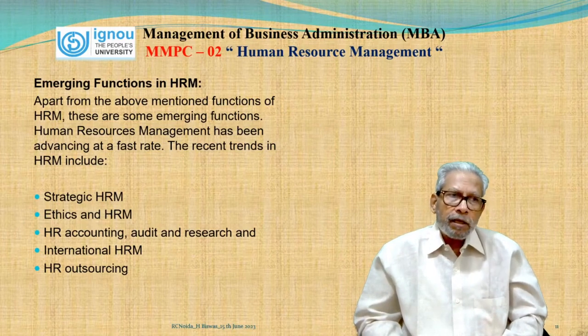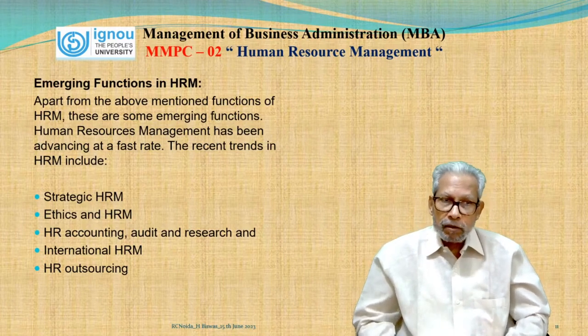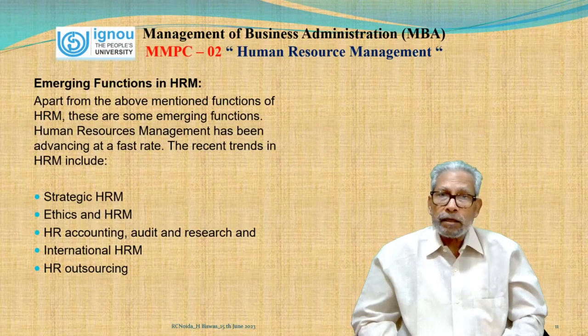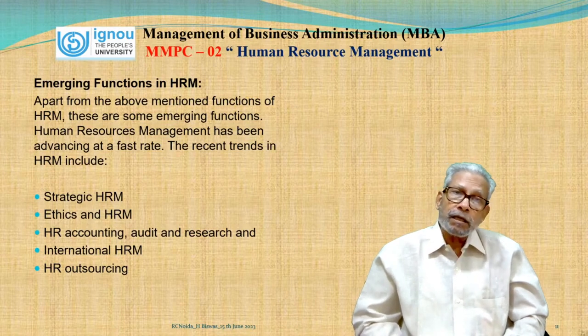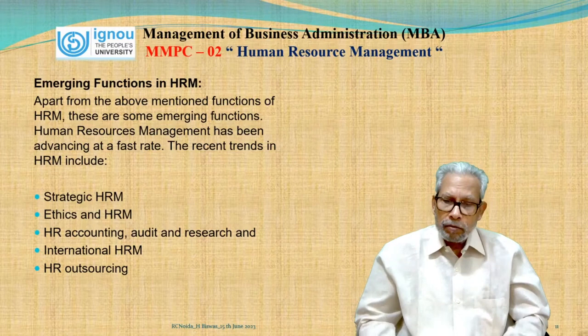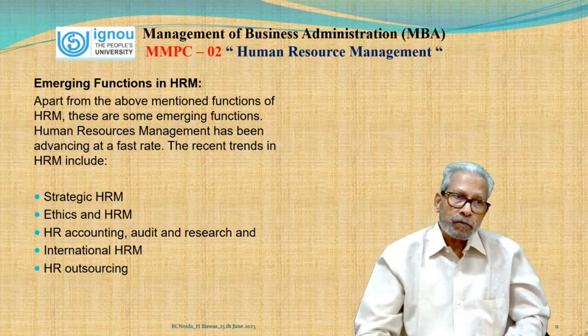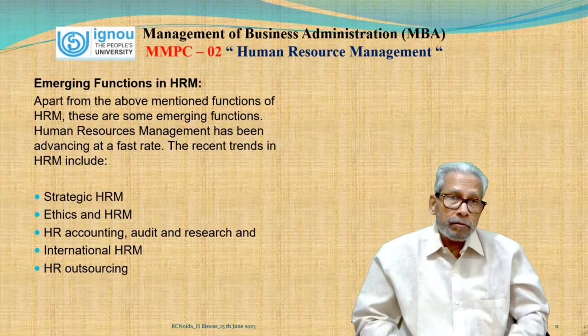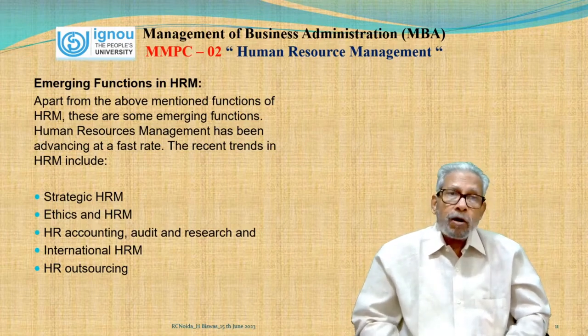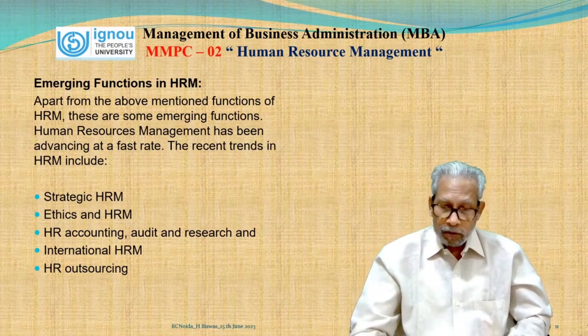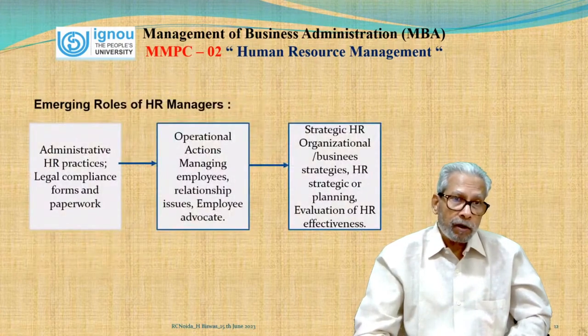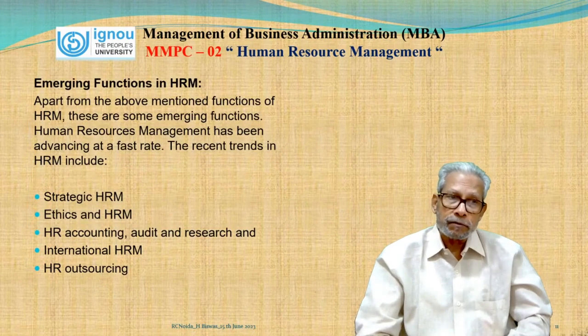Human resources management has been advancing at a fast rate. The recent trends in HRM are basically strategic HRM, ethics and HRM, HR accounting and audit, research, international HRM, and HR outsourcing. So all are part of your emerging functions. Apart from the 19 functions we saw in the earlier slide, these are additional. There may be more than five emerging functions, but here I have selected only five.